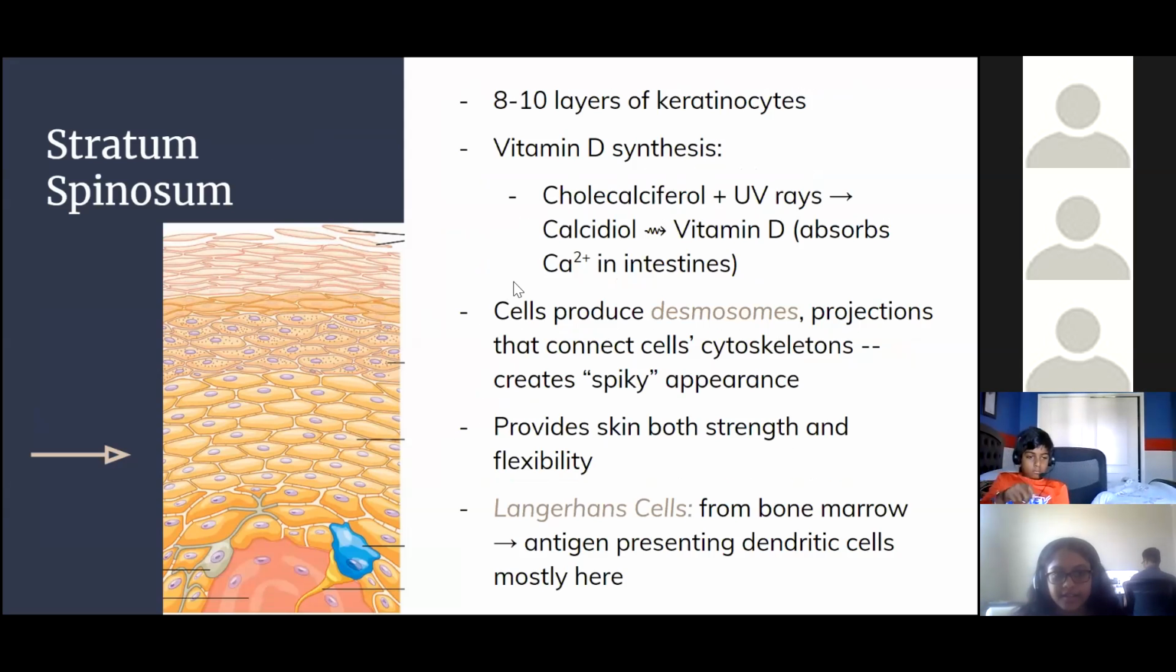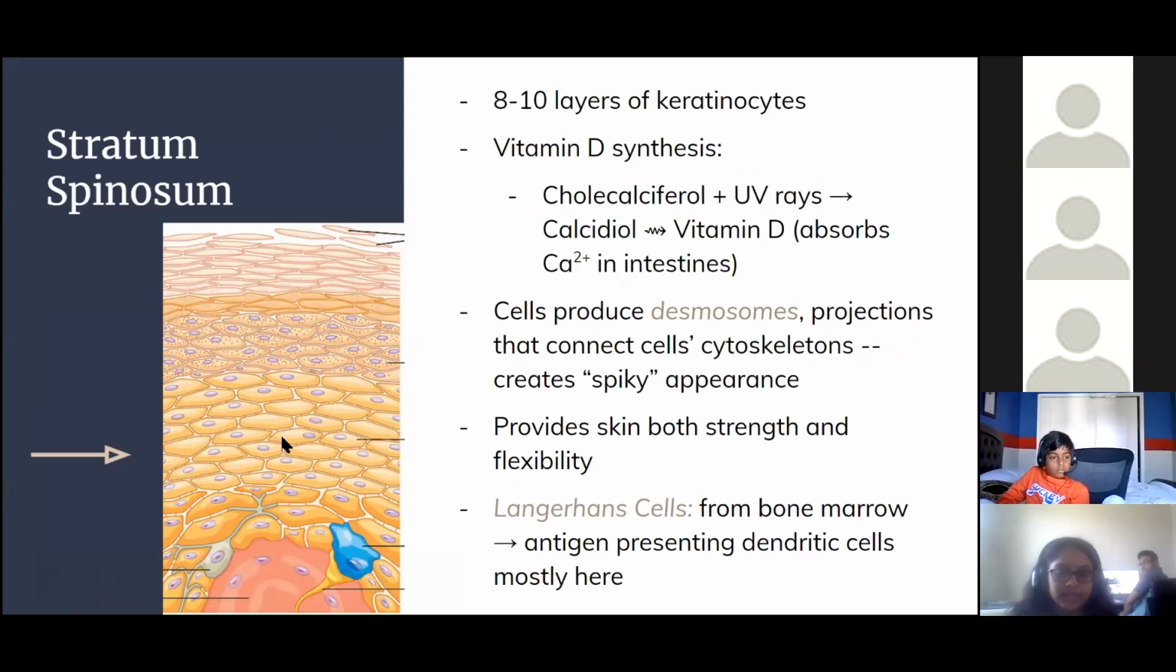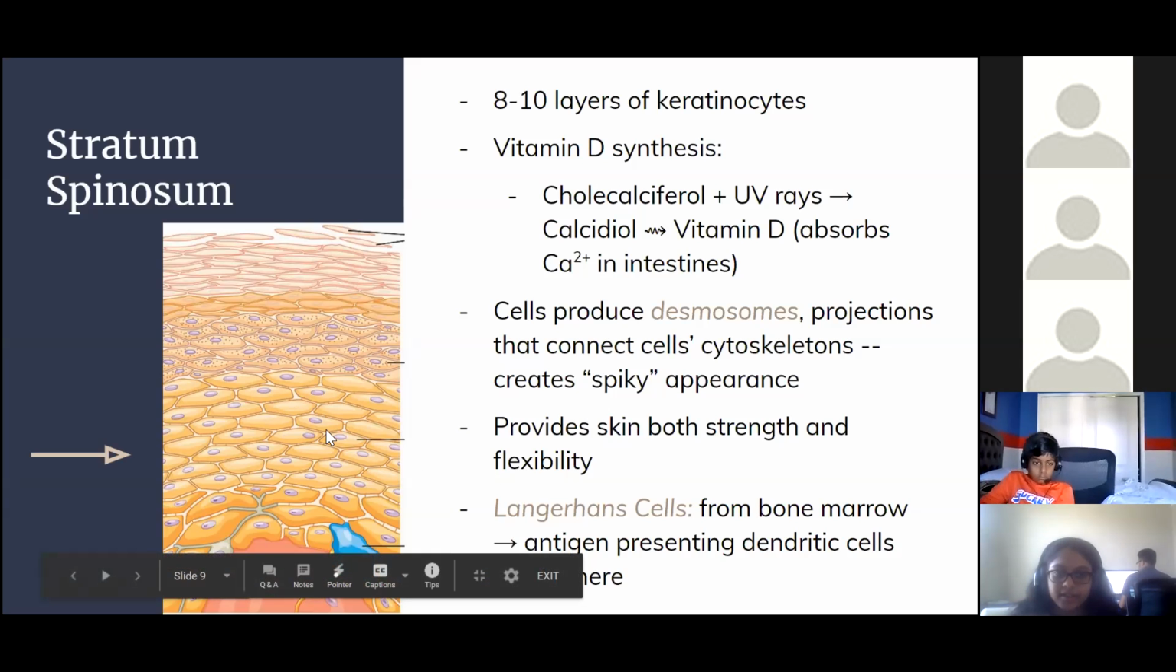I just put them in here in case you were curious. And this is 8 to 10 layers of keratinocytes. One thing that's interesting about this layer is that it looks really spiky under a microscope. The reason is that there are proteins between these cells called desmosomes. Desmosomes connect these cells together, creating that appearance, and they also help the skin stay strong and stable. And like I mentioned before, this layer is where you're going to find most of your Langerhans cells.